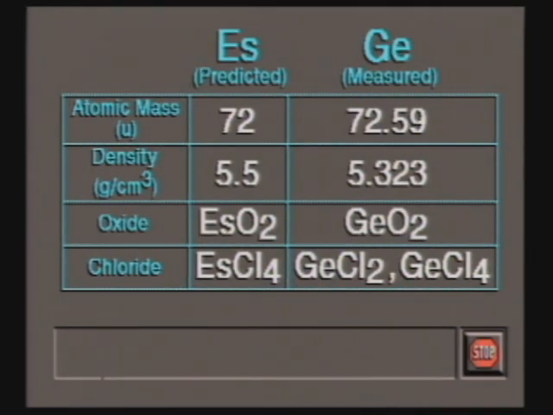Here are Mendeleev's predictions for ecosilicon. In 1871, this element was discovered and was named germanium. The chemical and physical properties of germanium matched Mendeleev's predictions almost exactly.